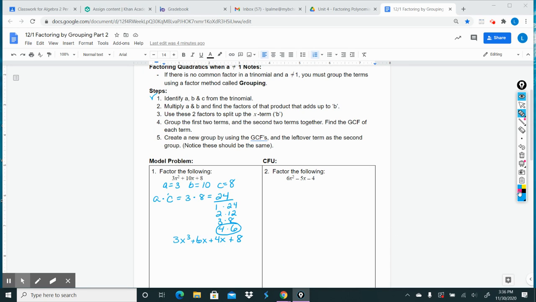Now what I can do is what we learned yesterday, grouping. The actual grouping is starting now. We split the 2 groups. We find the GCF of 3x squared plus 6x, and our GCF is 3x. Our leftovers after we divide is x plus 2. In our second group, our GCF is 4, and x plus 2 is our leftovers. And finally, we take our GCFs, 3x plus 4, and our leftovers, x plus 2, and we have successfully factored our original trinomial of 3x squared plus 10x plus 8.